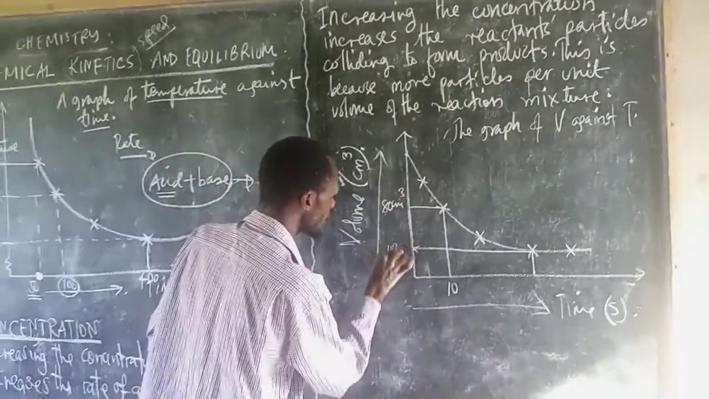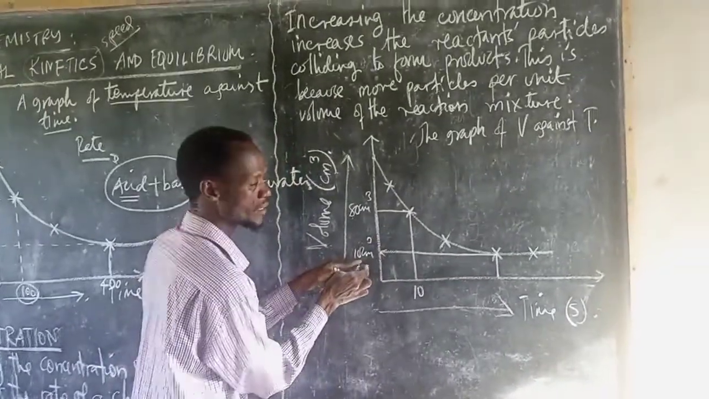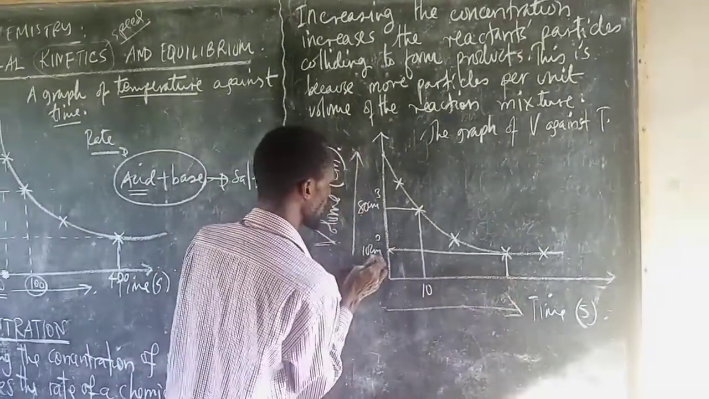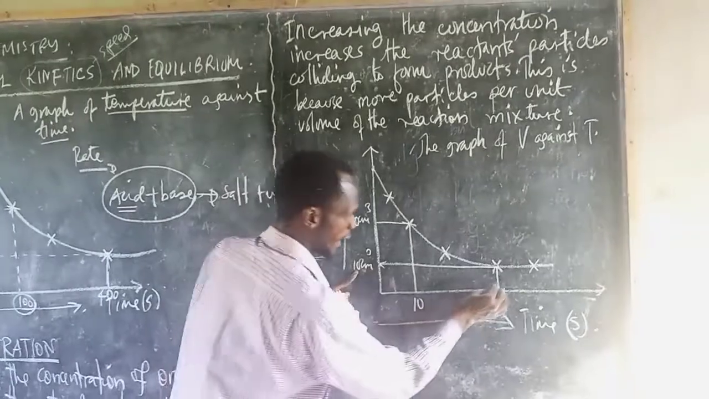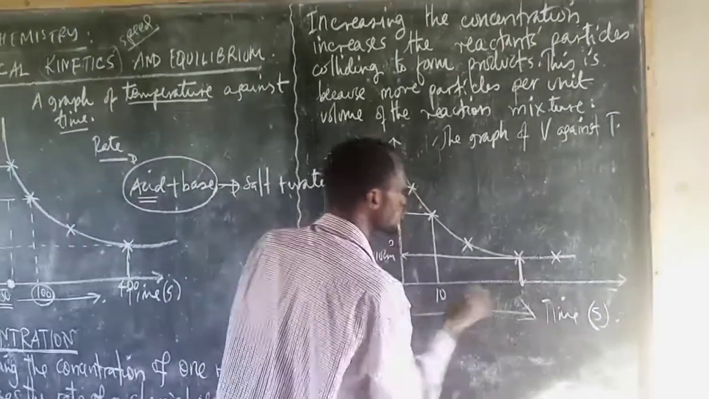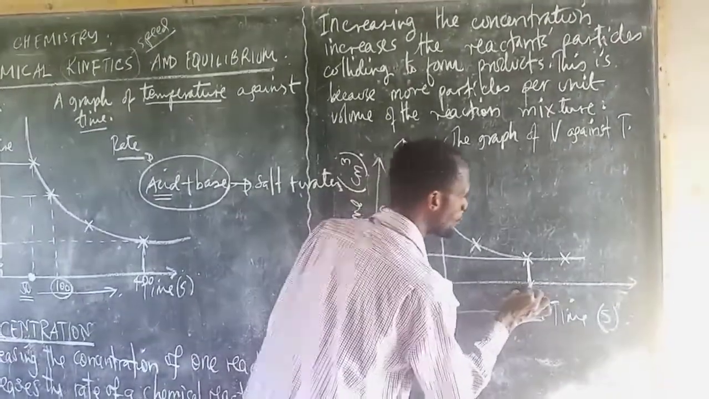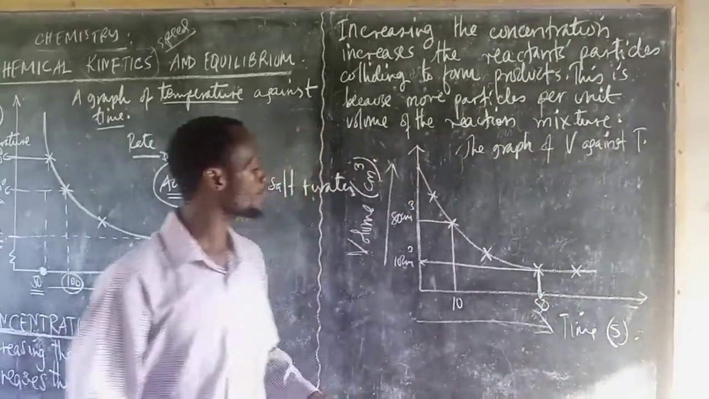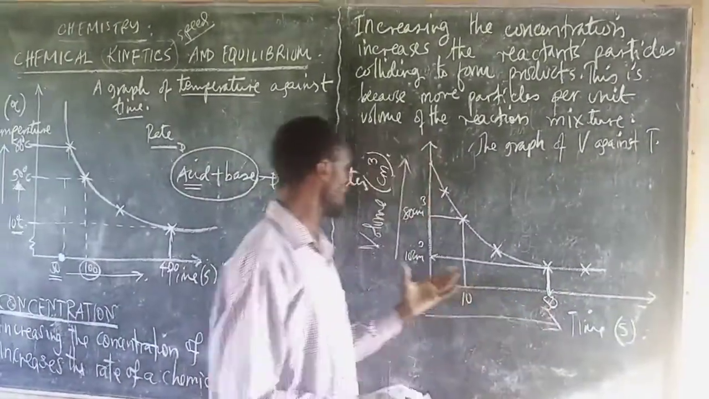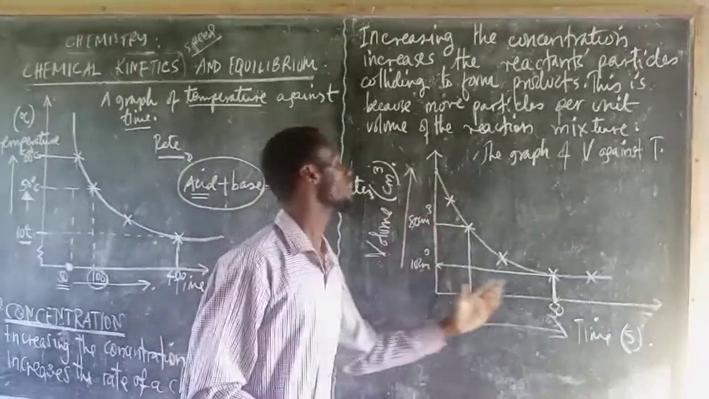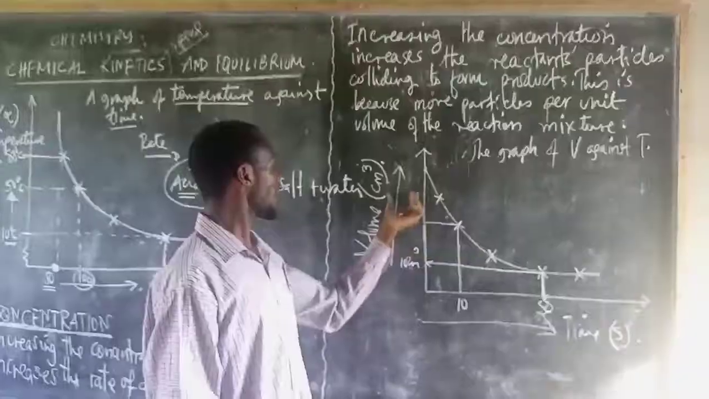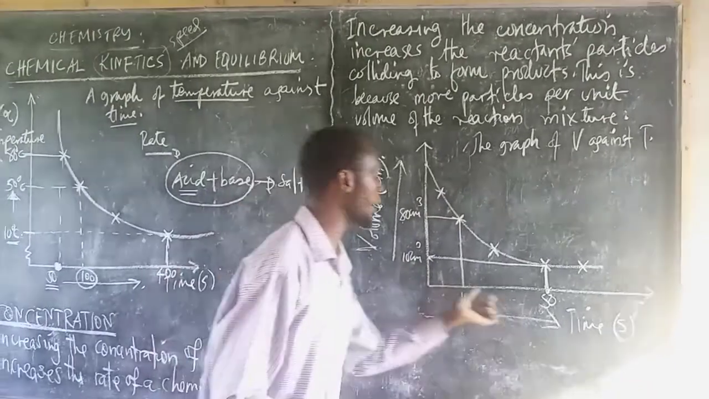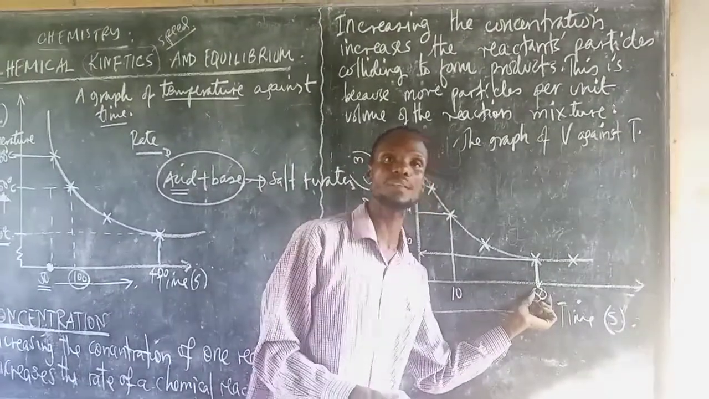Lakini before 10 cm3, maana yake sasa hawa jamaa concentration yao ilikuwa ndogo, lakini hapa sasa unaangalia walichukua muda mrefu zaidi ku complete ile reaction, approximately 50 seconds. Kwa maana hiyo, the longer the time, the higher the volume, the shorter the time. But the less the volume, the higher the time that is taken to complete the reaction.